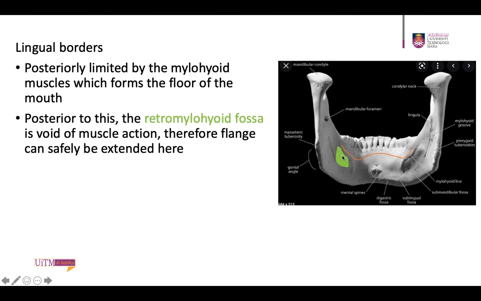Posteriorly, the retromylohyoid fossa does not have any muscle action in this area. It is therefore recommended that the flange should be extended to the retromylohyoid fossa in ensuring maximal coverage and maximal extension without interfering with any muscular action.